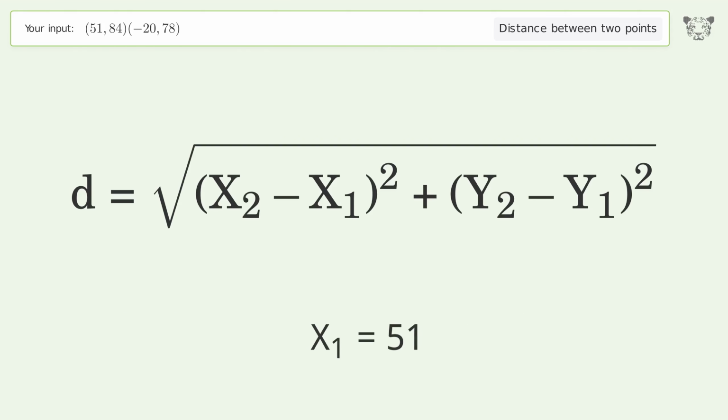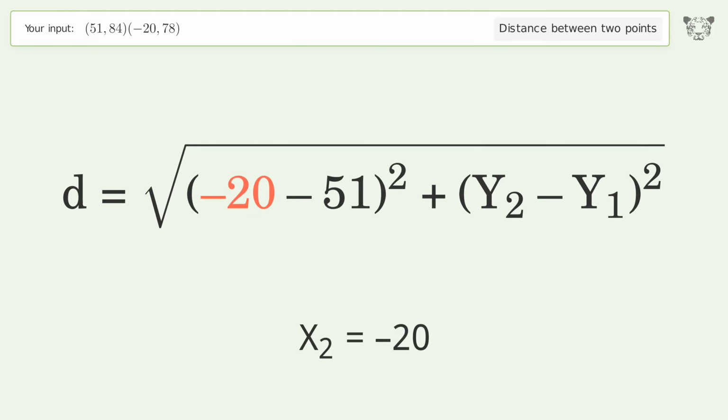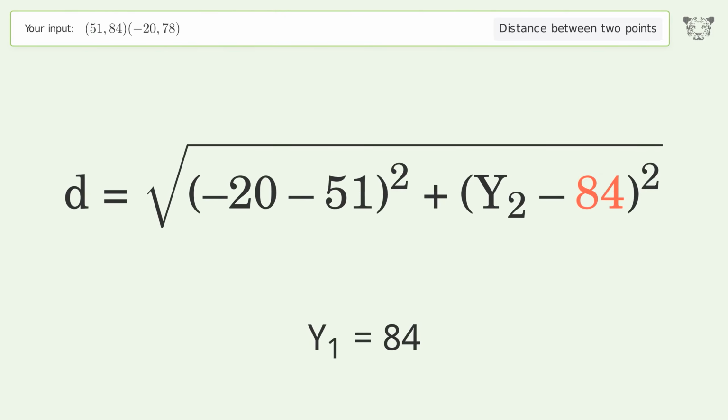x1 equals 51. x2 equals -20. y1 equals 84. y2 equals 78.